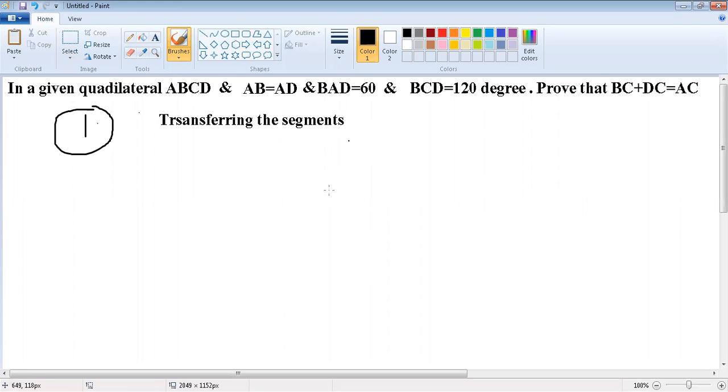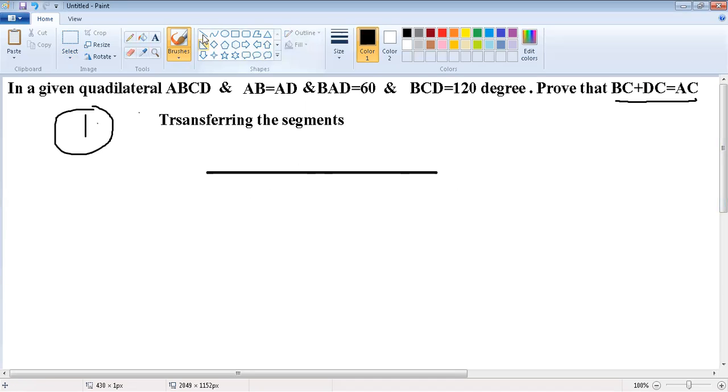Now this technique is used when we have conditions like this: when two sides are given and their sum or difference has to be displayed as some other side. Let me give you an intuition of how that technique works. So let's assume we have a line.